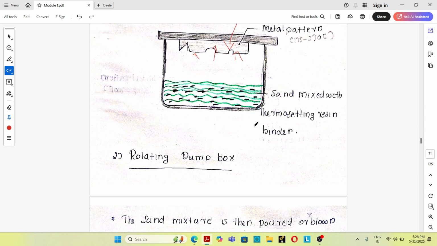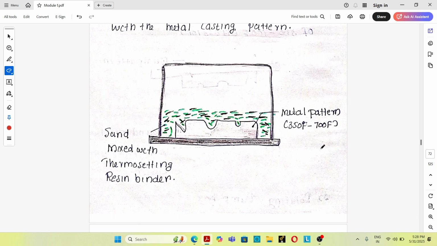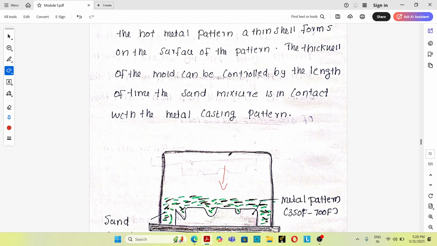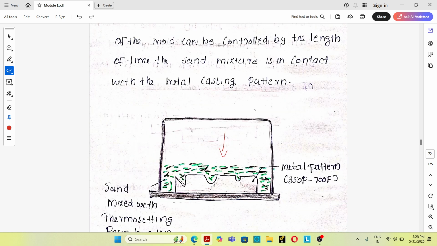That's the first step. In the second step, the entire dump box is rotated by 180 degrees. When the dump box is rotating, the sand mixture falls over the heated metal pattern.